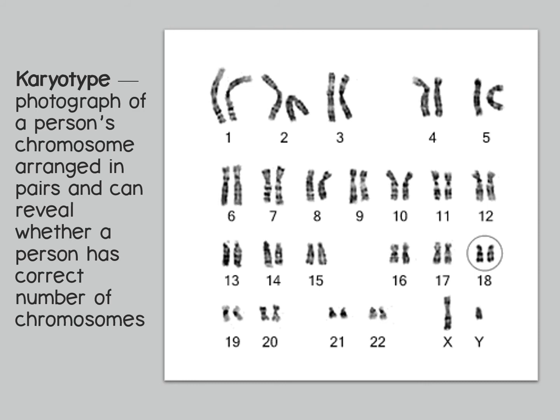The doctor uses a karyotype to examine the chromosomes, and the karyotype is a picture of all the chromosomes in the cell. The chromosomes in the karyotype are arranged in pairs, and the karyotype can reveal whether a person has the correct number of chromosomes in his or her cells.